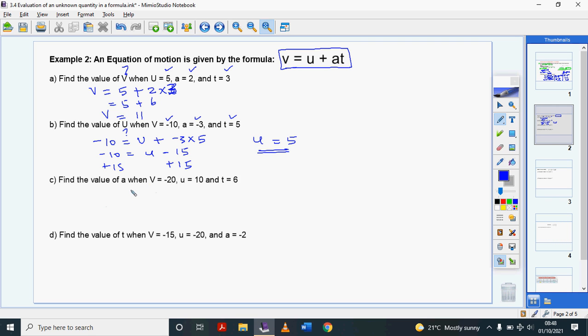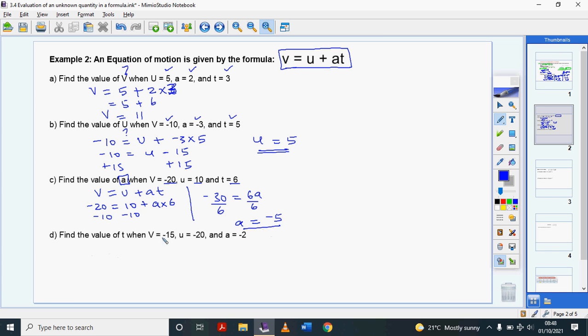Let's try another one. You want to find the value of a, but you have v and you have u and you have t. So you just write the formula again. The formula says v is equal to u plus at, and then you substitute what you're given. You're given that v is negative 20, u is 10, a is what you're trying to find, and t is 6. So the very first thing you'll do is take the 10 to the other side. So you subtract 10, and then you end up with negative 30 is equal to a times 6, which is 6a. And if I want to find a, I'll divide by 6 on both sides, and end up with a is equal to negative 5.